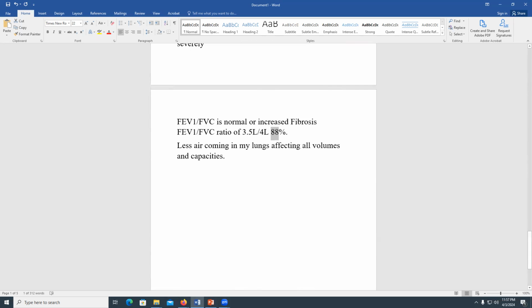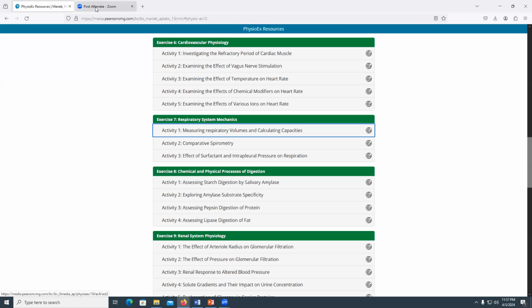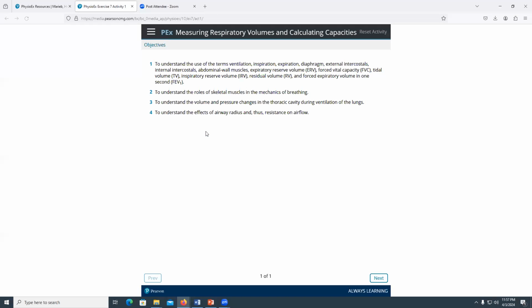So let's go back into the lab and things will make more sense as we perform the lab. So let's click on activity 1. Activity 1's objectives are to understand the use of the terms: what is ventilation, what is inspiration, what is expiration, what is the diaphragm, what are the external intercostal muscles, what are the internal intercostal muscles, the abdominal wall muscles. We will talk about them.